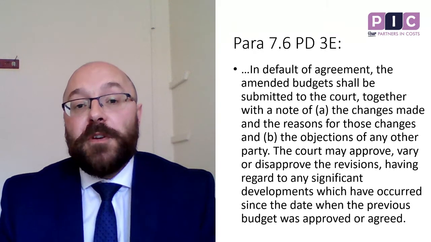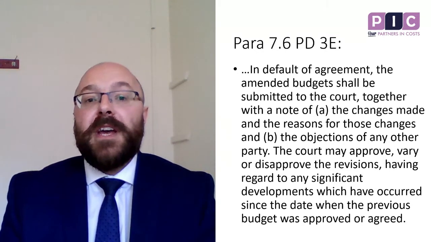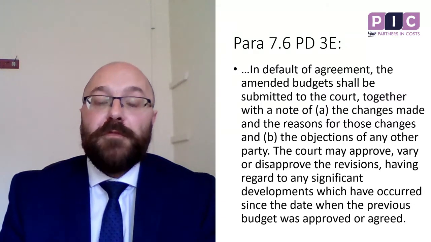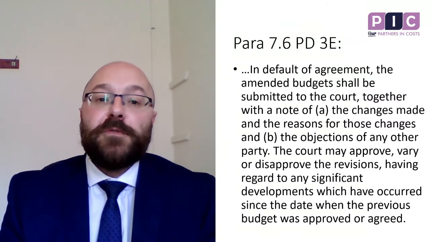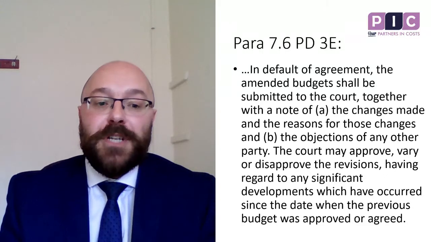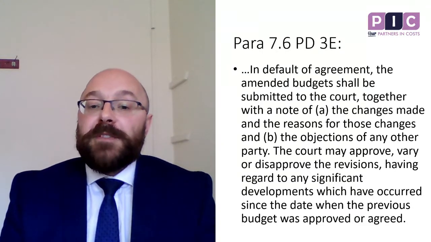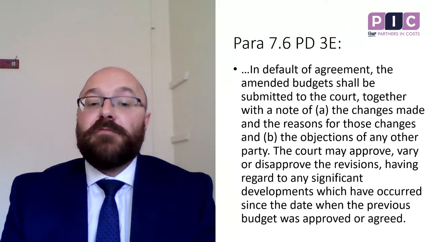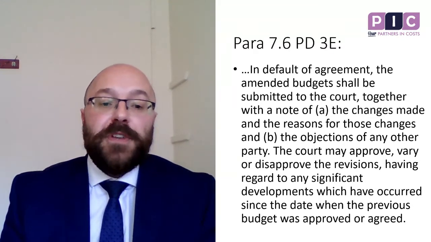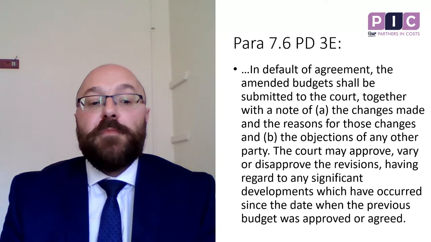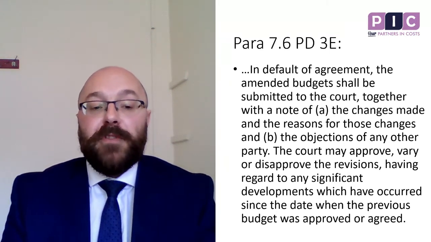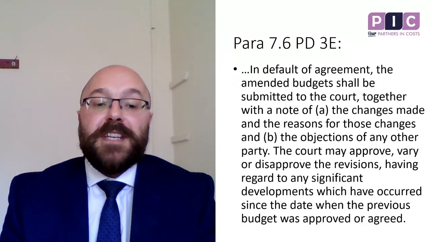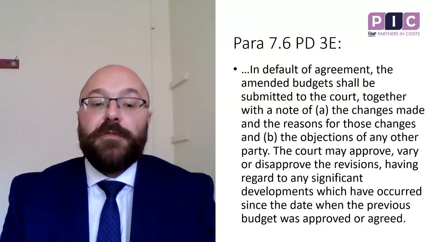Clearly, in order to be able to comply with that requirement, the other party needs to have been given sight of that amended budget first and asked to provide details of their objections. Once those steps have been taken, and assuming there's not been any agreements in relation to revision of the budget, it's sent to court, and the court can then either approve, vary or disapprove the revisions, having regard to any significant developments which have occurred since the date when the previous budget was approved or agreed.